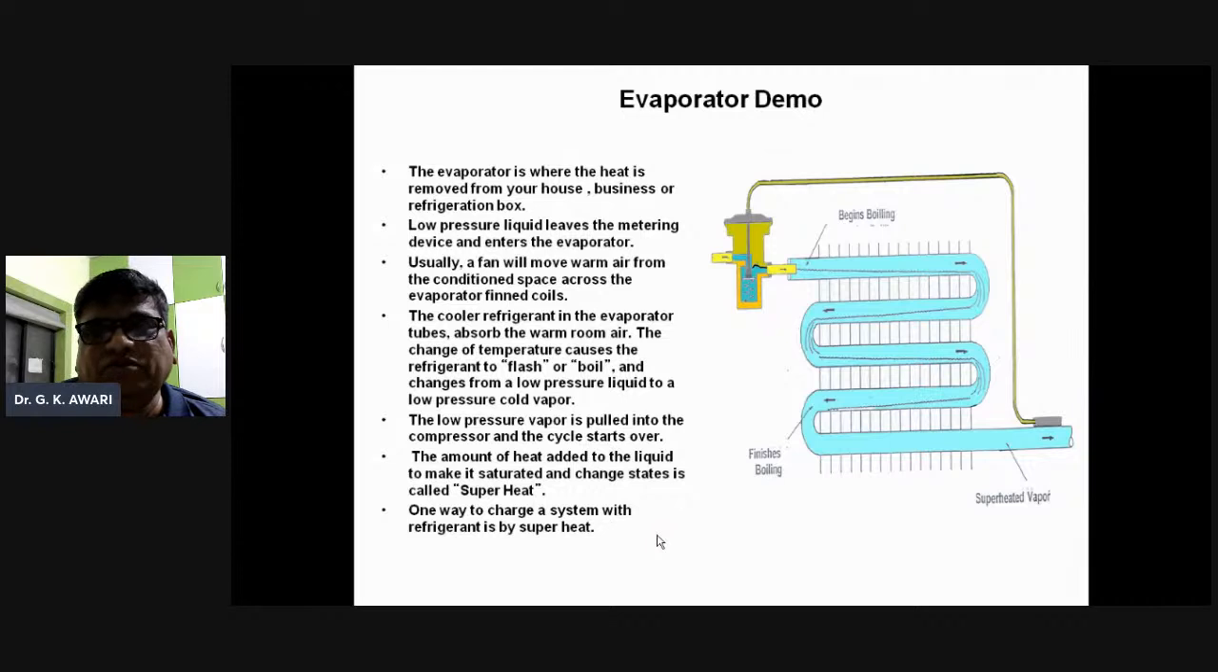The evaporator, you can see, these are the evaporator coils. The evaporator is where the heat is removed from your house, business or refrigeration box. Low pressure liquid leaves the metering device and enters the evaporator. Usually a fan will move the warm air from the conditioned space across the evaporator fin coil.